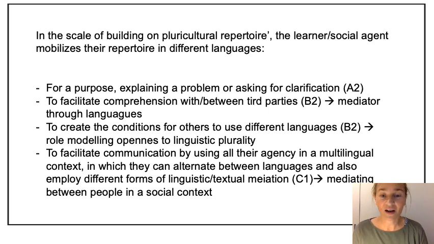So here, the role modeling to create the conditions for the others signals the openness to linguistic plurality, or to facilitate communication by using all their agency in a multilingual context in which they can alternate between languages and also employ different forms of linguistic or textual mediation. And that's at the C1 level. So here, they're not just mediating through language, but they are also mediating between people in a social context.